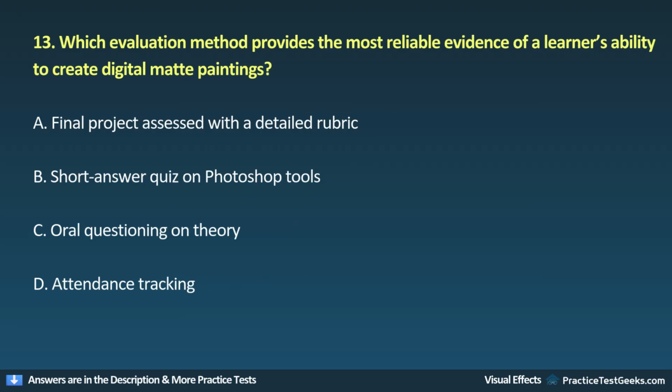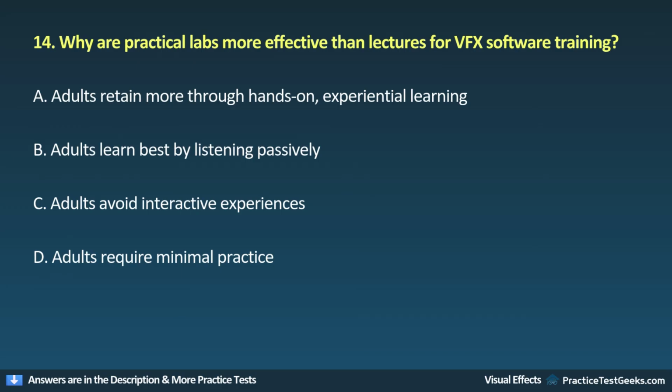13. Which evaluation method provides the most reliable evidence of a learner's ability to create digital matte paintings? A. Final project assessed with a detailed rubric. B. Short answer quiz on Photoshop tools. C. Oral questioning on theory. D. Attendance tracking.